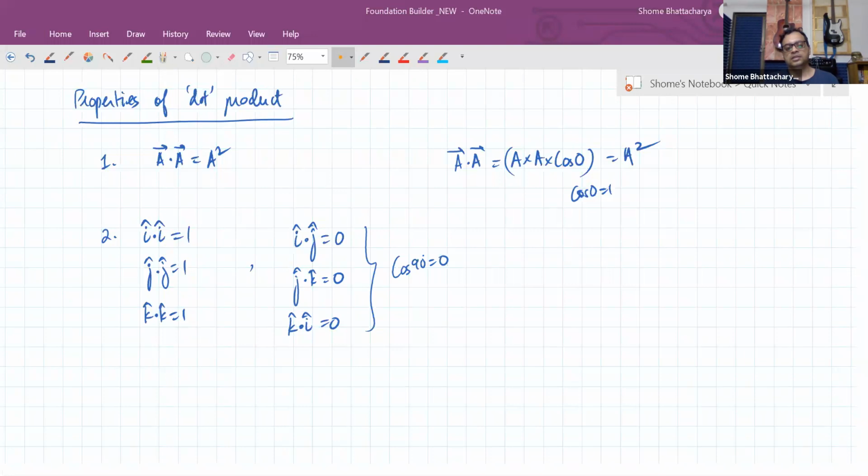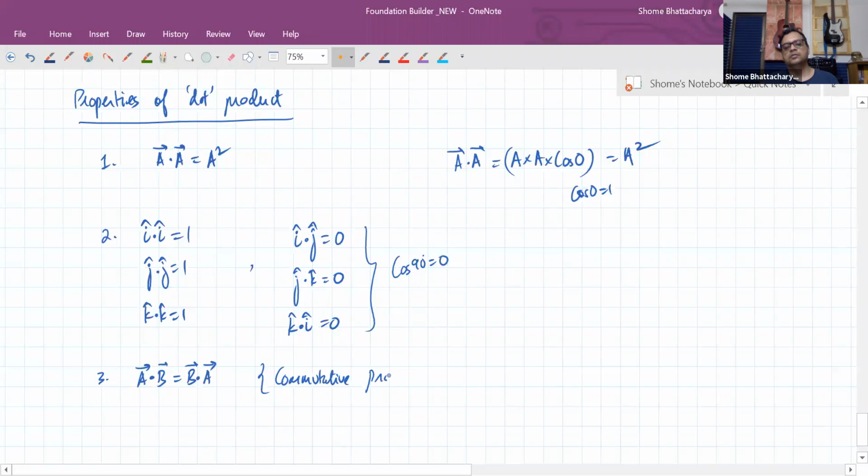Okay. Then the next property is that A dot B is equal to B dot A. This is called the commutative property. You know many other things like this also. For example, you know that A plus B is equal to B plus A. Also in scalar addition, A plus B is equal to B plus A. But for example, A minus B is not equal to B minus A, it is minus of B minus A.